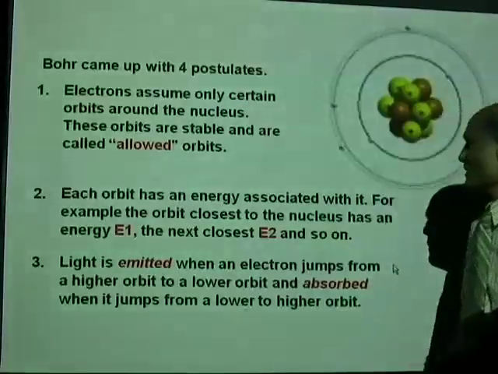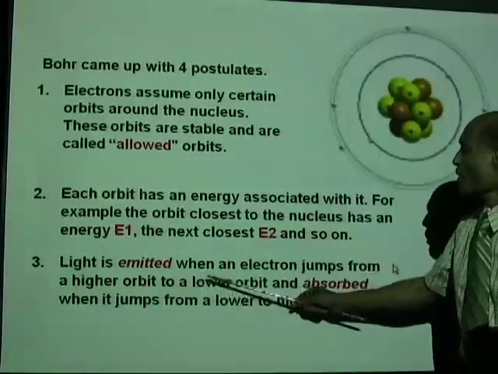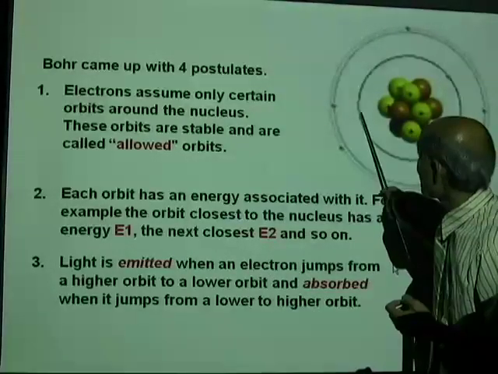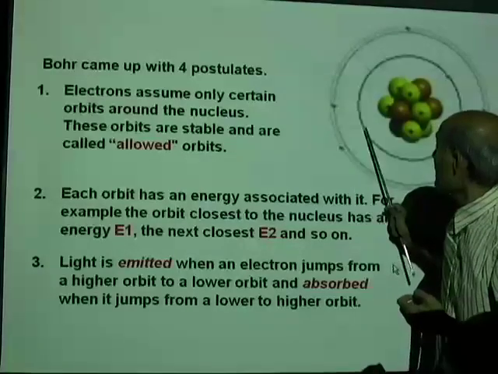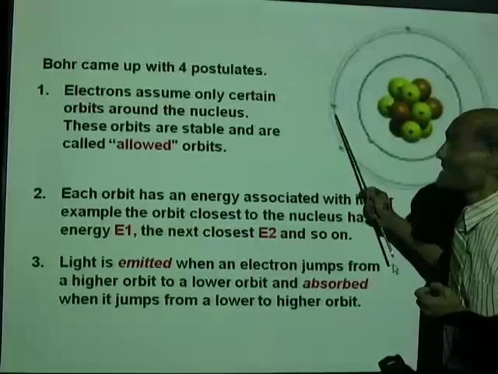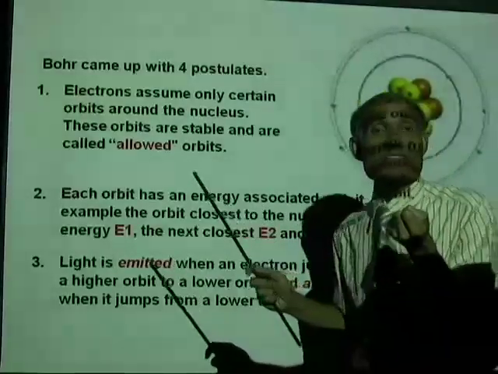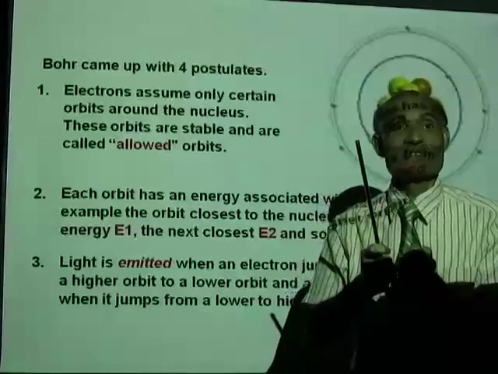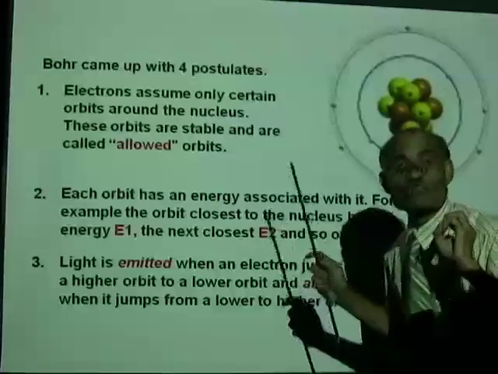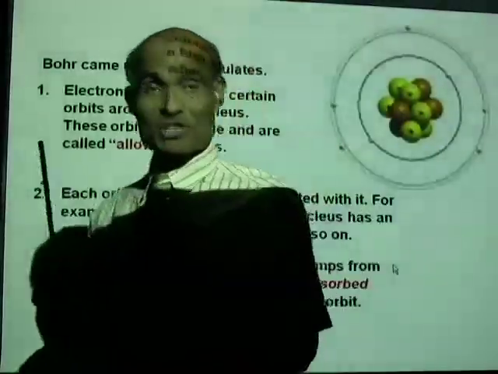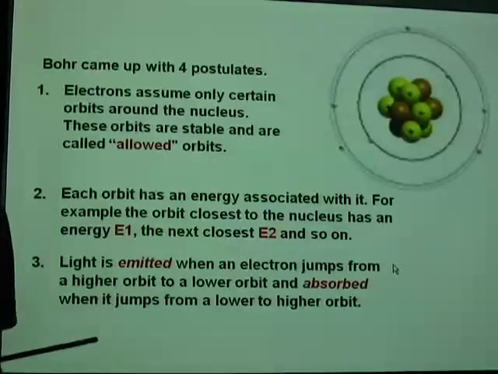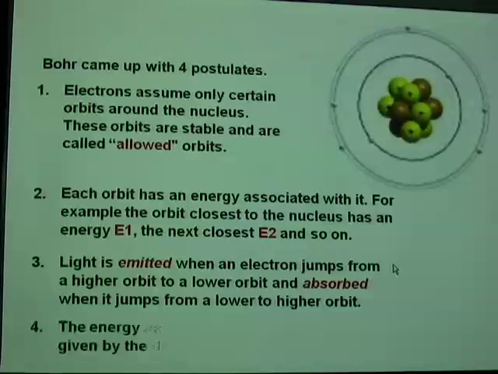Light is emitted when an electron jumps from a higher orbit to a lower orbit, and is absorbed when it jumps from a lower to a higher. If an electron has to move from the first orbit to the second, it has to absorb some energy from some external source. And when an electron moves from the second orbit to the first, it throws away that extra energy. And you can see how this principle is so well suited to explain the Bohr model of the atom.